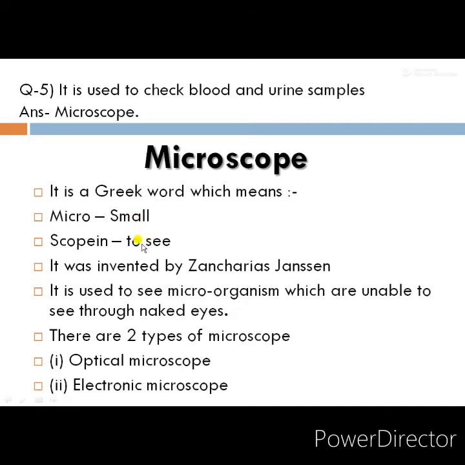Who invented this? This microscope was invented by Zacharias Janssen. This instrument we use to see the microorganisms which we are unable to see with our naked eyes. There are two types of microscope. Which are they? The first one is the optical microscope and the second one is the electron microscope.